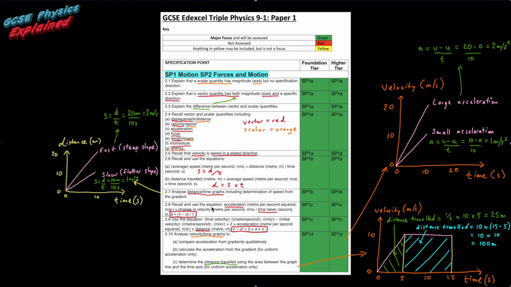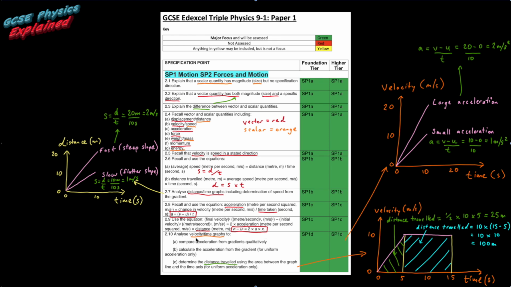You need to be able to recall and use the equation for acceleration, which is basically acceleration equals the final velocity v, take away the initial velocity u, divided by the time. So this equation relates acceleration to the time. You should also be able to relate acceleration to distance, and in which case you'll need to use this equation. v squared minus u squared equals 2 times by a times by x, where x is the distance.